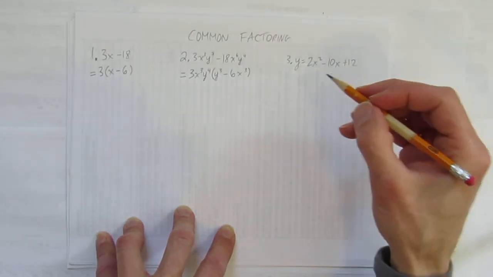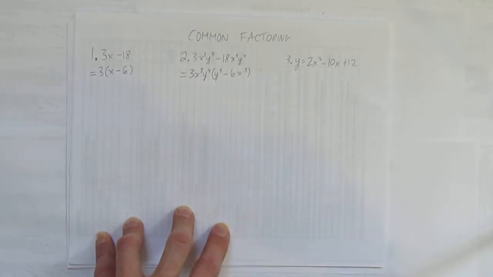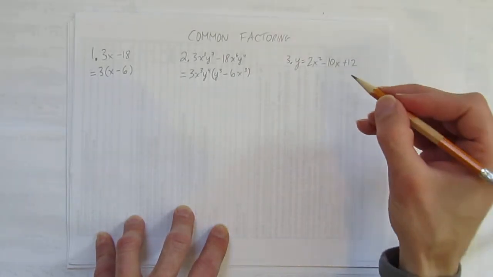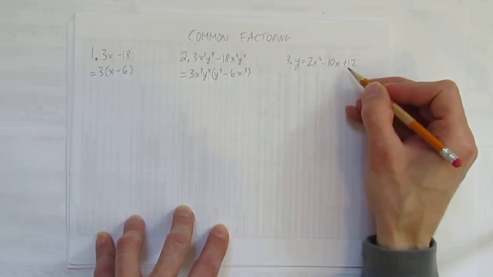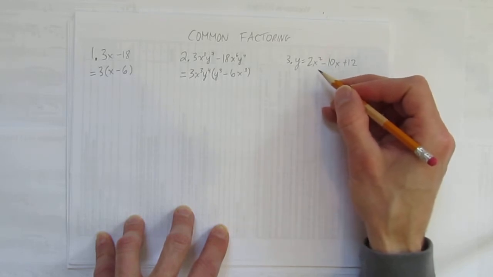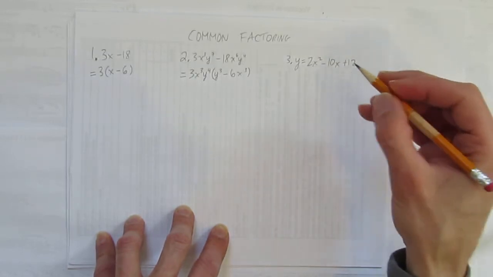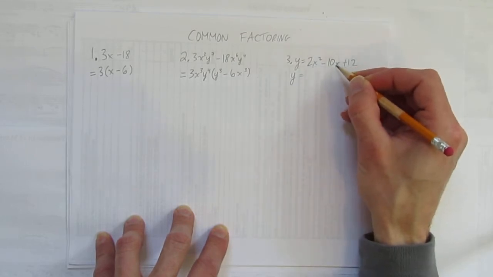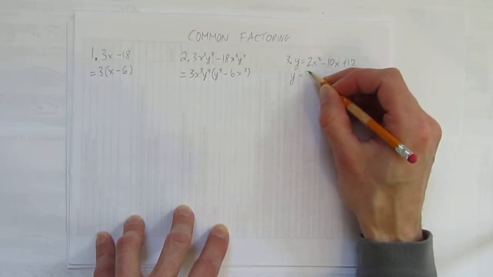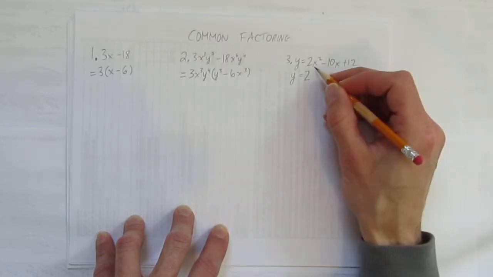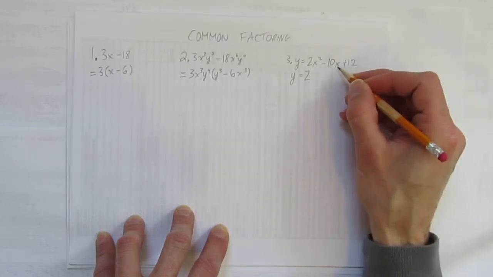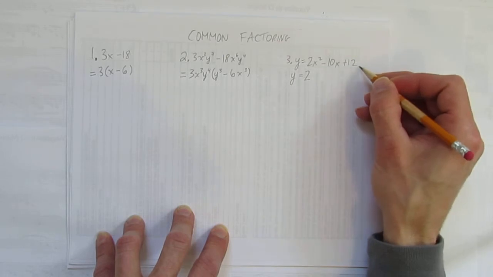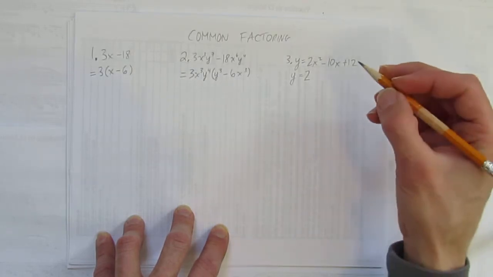But sometimes you common factor and there's more to do. For example, when we're factoring quadratics, you should always try and common factor first. Here's an example. y equals 2x squared minus 10x plus 12. What's the common factor? What goes into 2 that goes into 10 that goes into 12? The answer is a 2. And notice not an x, because this has x squared, this has x, so far so good, but this has no x's. So x is not a common factor.